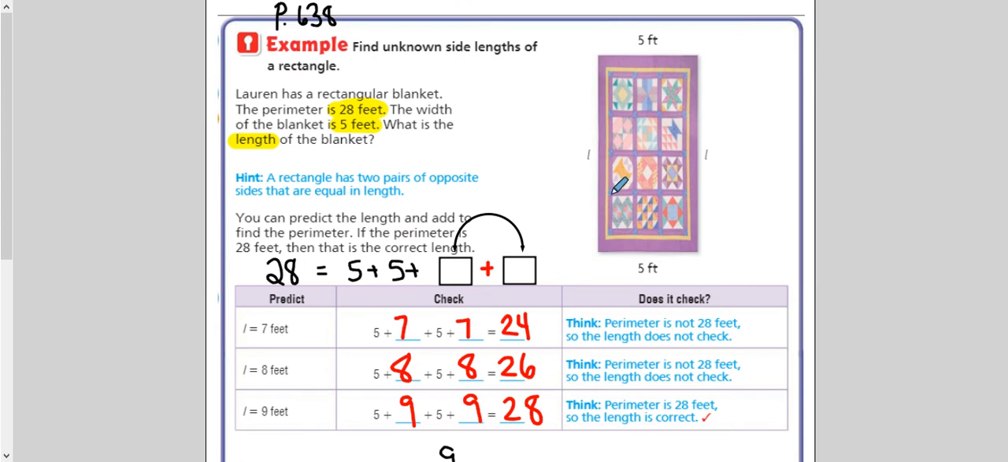So if you know one side of this blanket, of course the other side is going to be the same. All you do is take your perimeter, in this case it was 28. We're going to subtract what we know: 5 plus 5 is 10. That gives me 18. And then we are going to divide that by 2, because this L plus this L equals 18. Divide it by 2, and we end up with 9.